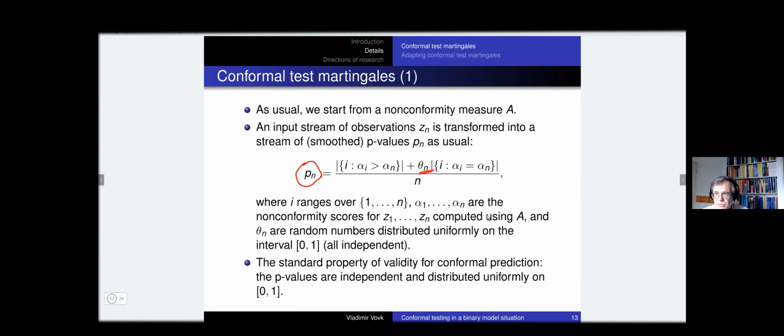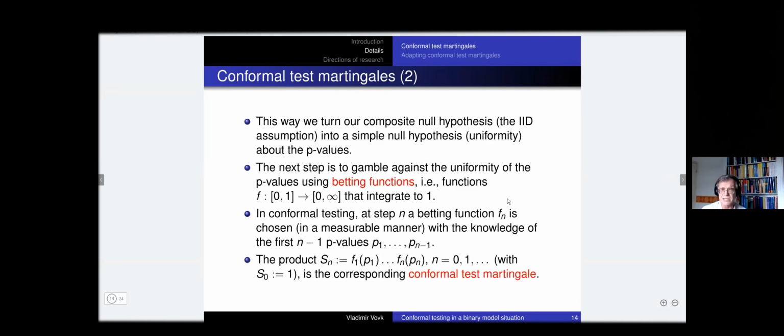So now we know that the Pn are distributed independently and uniformly. And now this is what we can test. We transform our huge null hypothesis, the ideal null hypothesis, into a simple hypothesis. Now we are testing if the Pn are really uniformly and independently distributed, which is easy to do. It's a simple hypothesis.